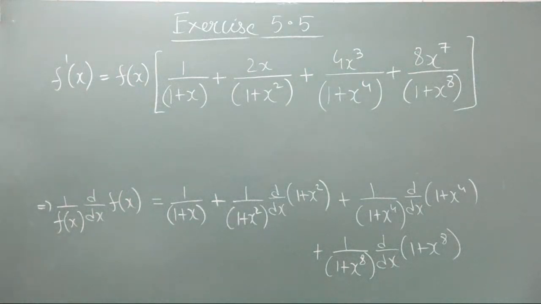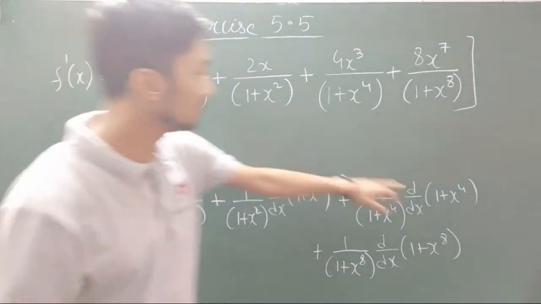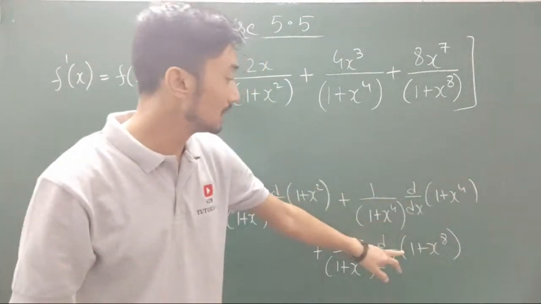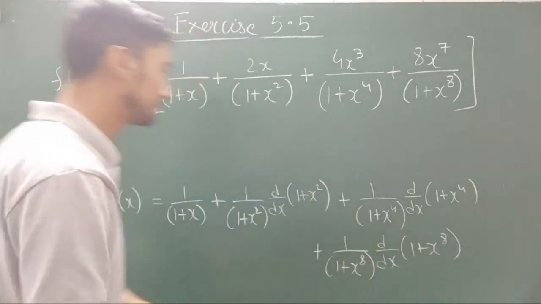I think that's all fine. Too much of talk. 2x, no problem. 0 for x cube, fine. 0, 8x power 7.